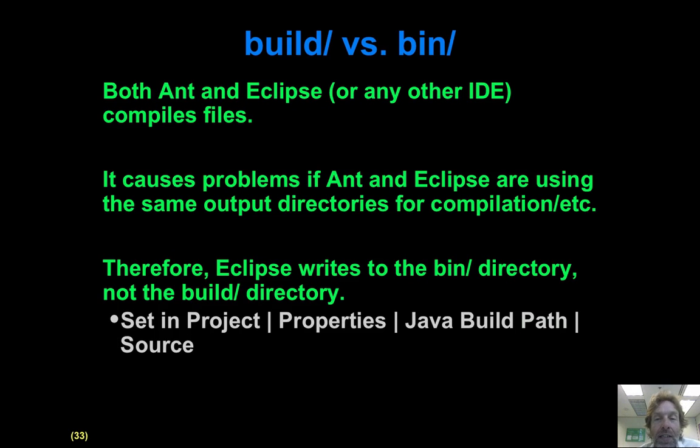Now I want to mention that by default, both Ant and Eclipse want to write the class files into the build directory. That can be kind of a problem in certain circumstances, and so it's really better that Ant and Eclipse stay out of each other's way when writing class files. And so the best thing to do is have Eclipse write to a different directory called bin rather than build, and you can set that in the project properties very easily.